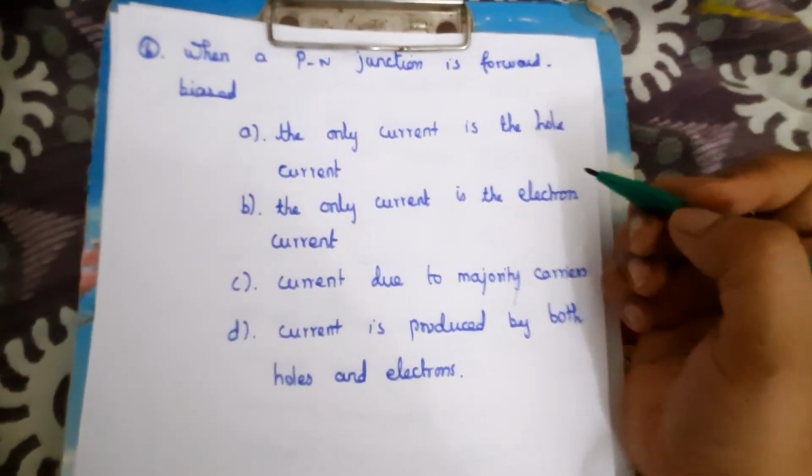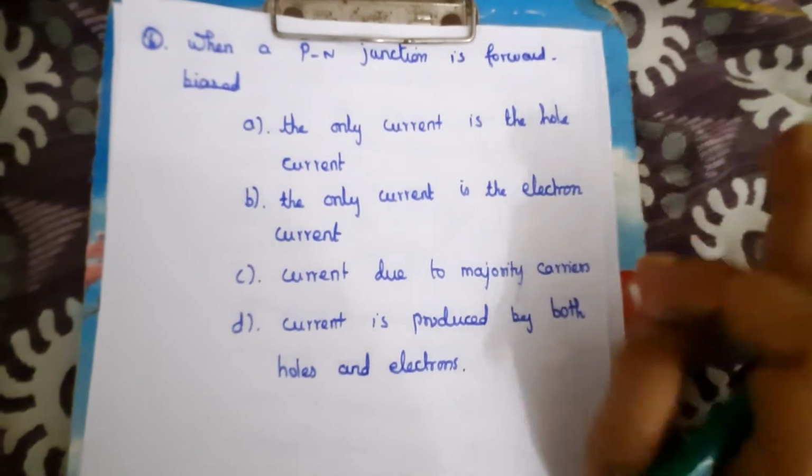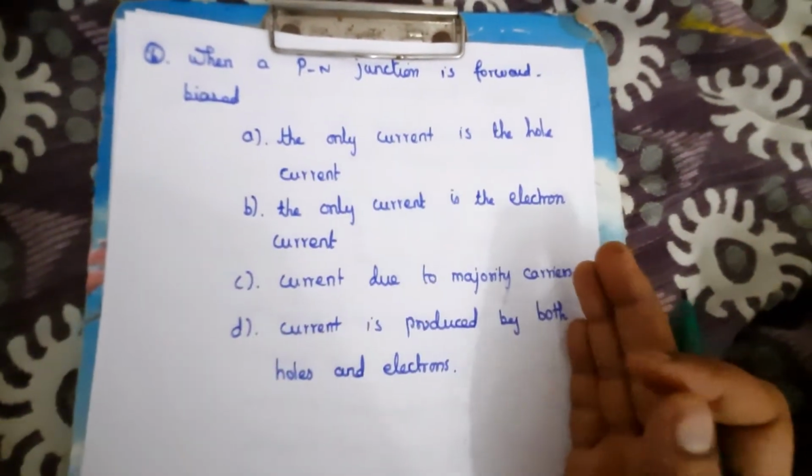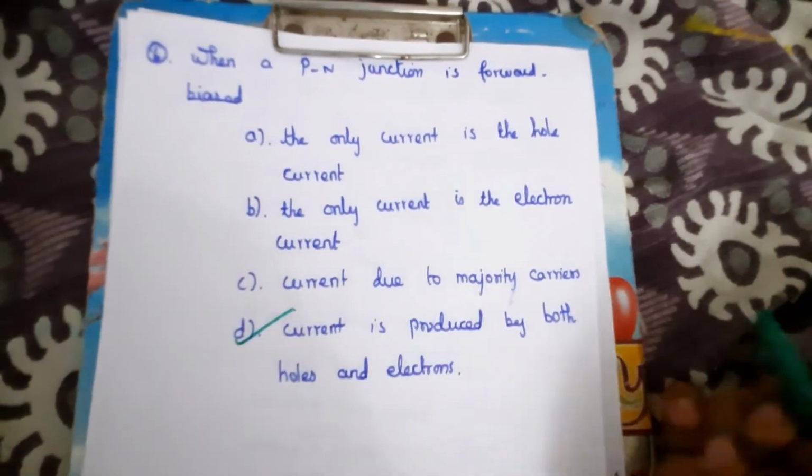Next question, when a PN junction is forward biased, the current is produced by both holes and electrons, both majority carriers in the P side and N side. So here the answer is D.